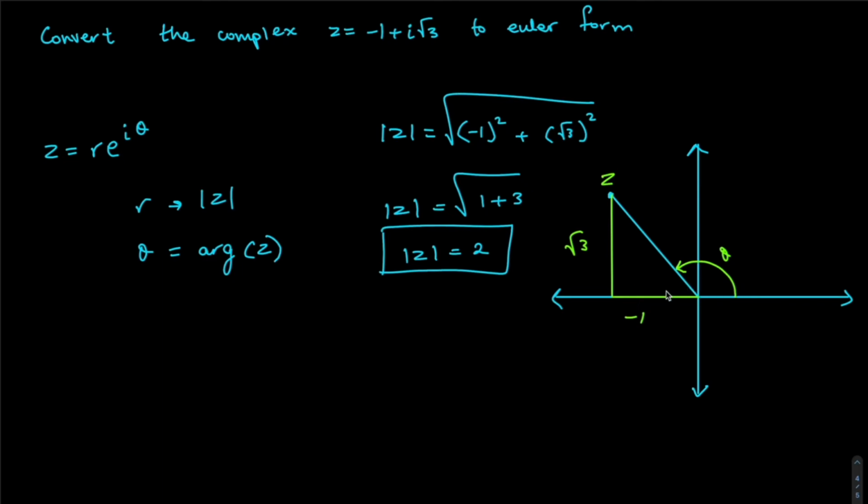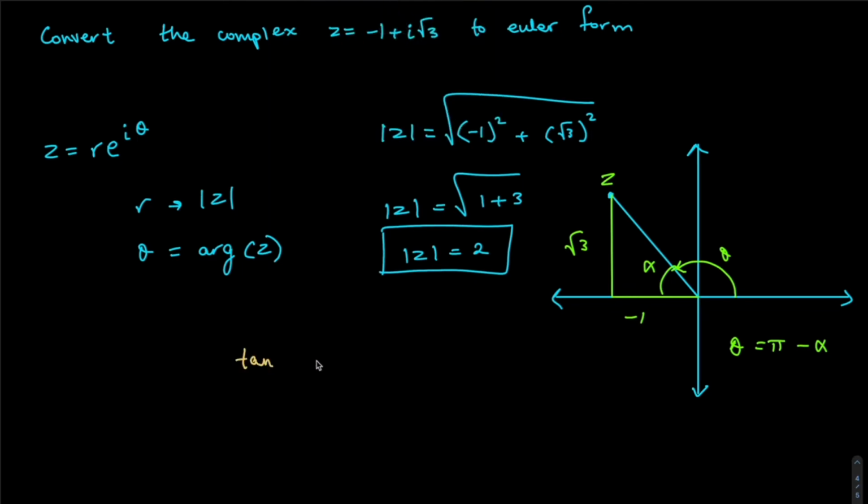Now, how do I find this theta? If I find this angle, alpha, what I can do is theta is equal to pi minus alpha. It's as simple as that. So let me go ahead and find alpha. To find alpha, I'm going to ignore the sign here. I'm just going to take the magnitude, and I'll change the color again.